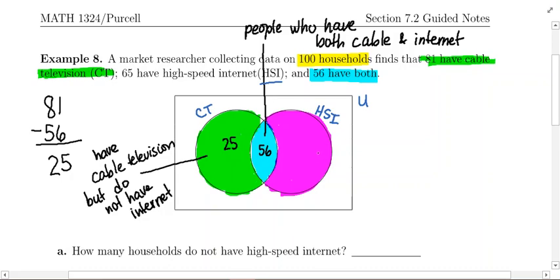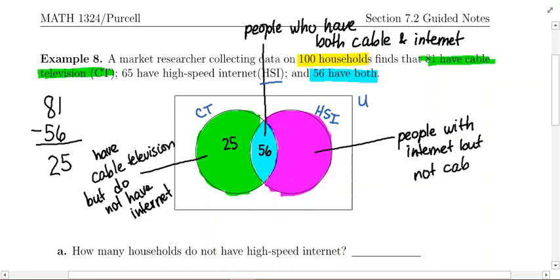So this purple part is representing the households with internet but not cable, if that makes sense. Because this purple part is in the internet circle, but it falls outside of the cable circle. So we need to figure out what the purple part needs to be labeled with, what number.